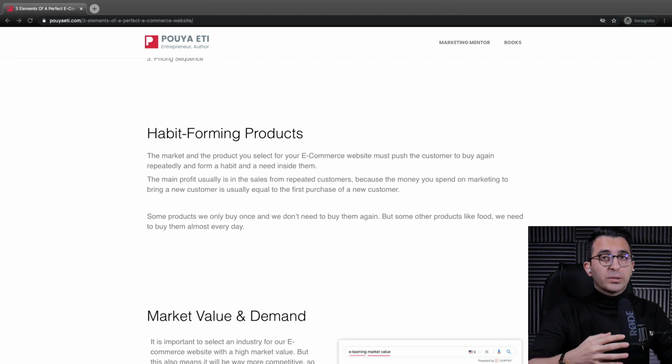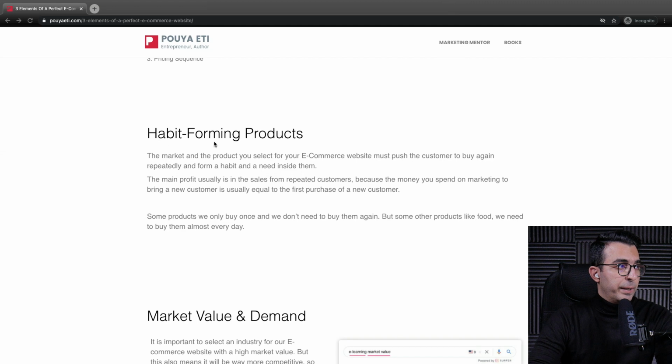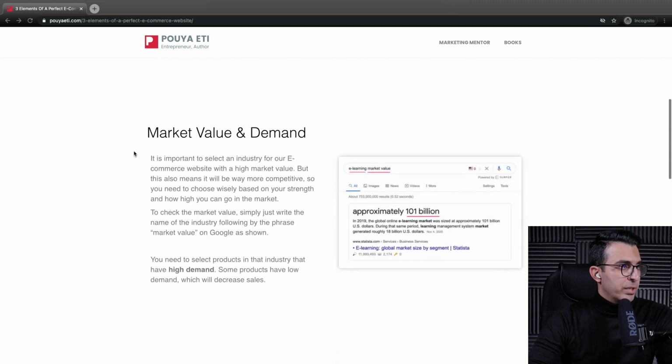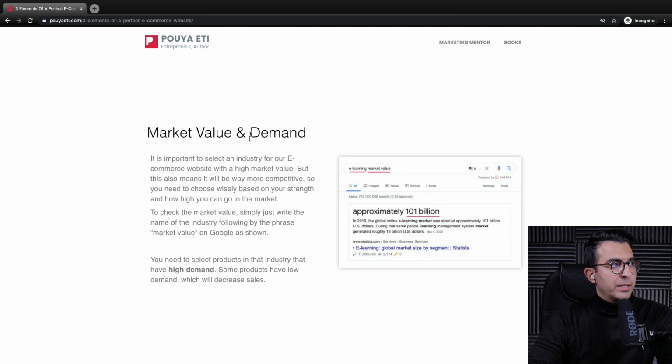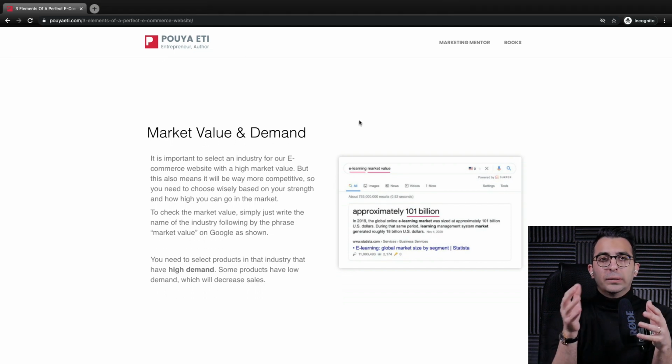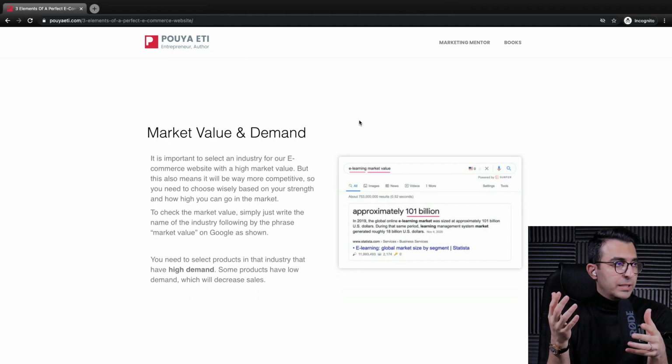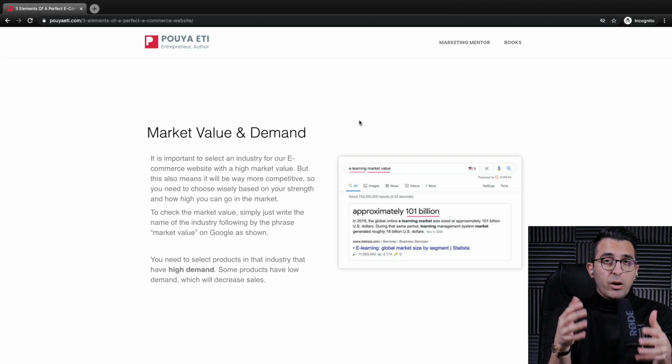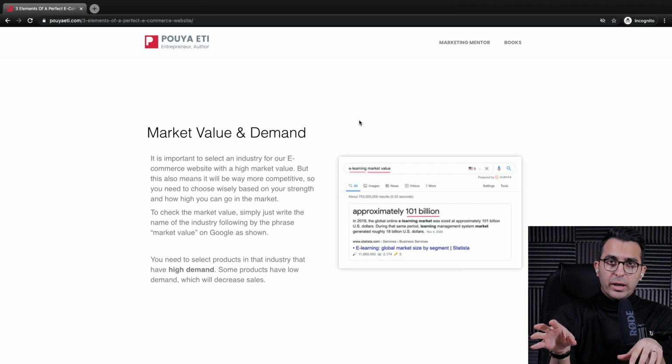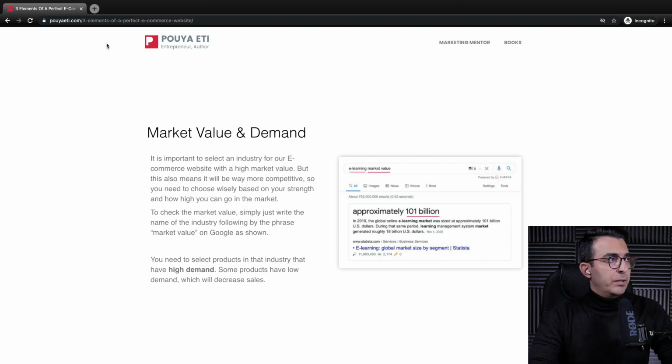So before you start your e-commerce website, it is very important to select the right type of product. Okay, so the second one, market value and demand. Now, when you want to select your market, your industry, for example, clothing, or e-learning, before you do that, make a research.